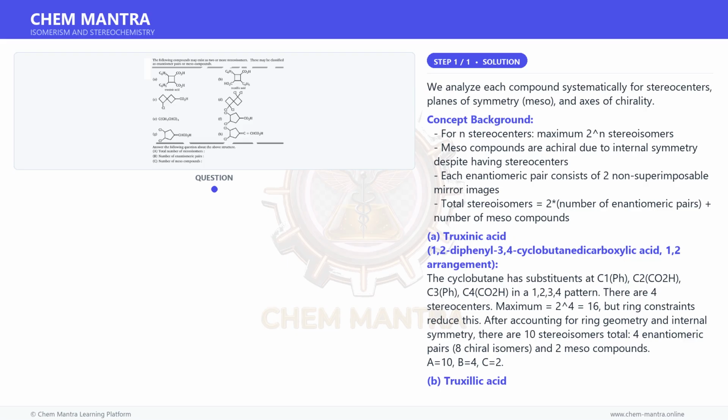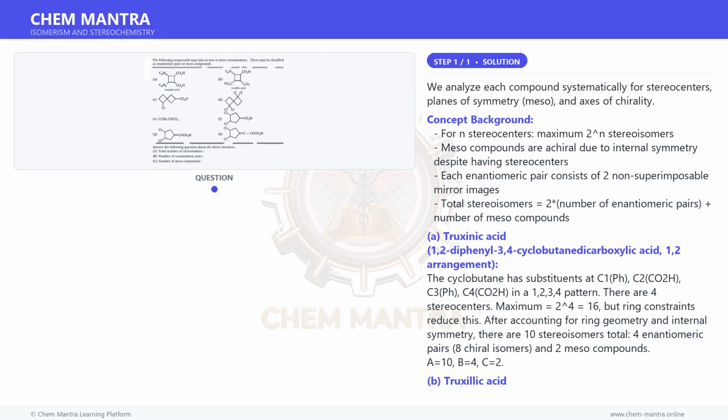Concept background. For n stereocenters, the maximum is 2^n stereoisomers. Meso compounds are achiral due to internal symmetry despite having stereocenters. Each enantiomeric pair consists of two non-superimposable mirror images. Total stereoisomers is equal to 2 times the number of enantiomeric pairs plus the number of meso compounds.